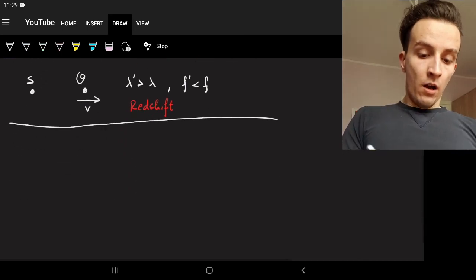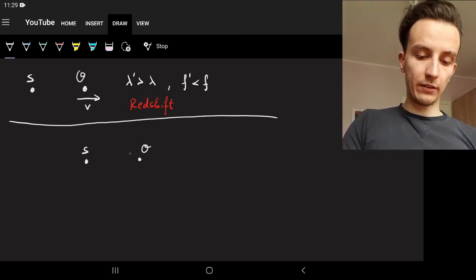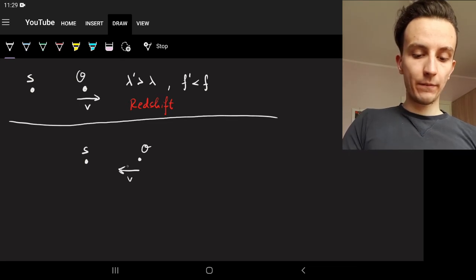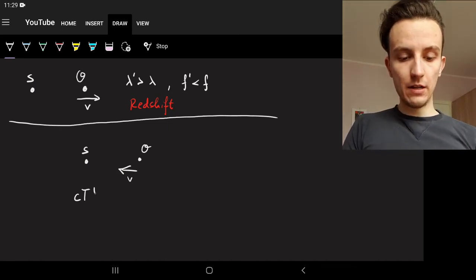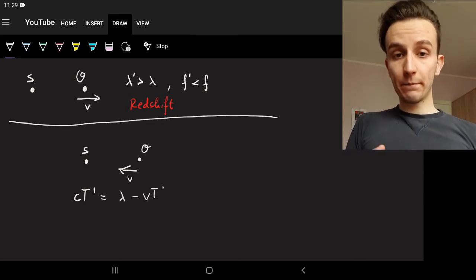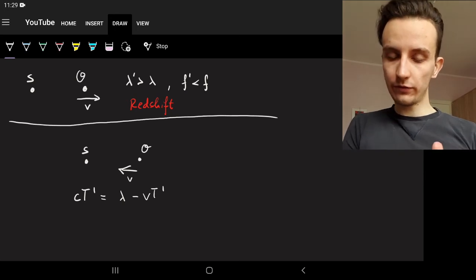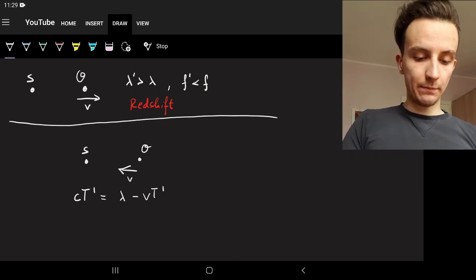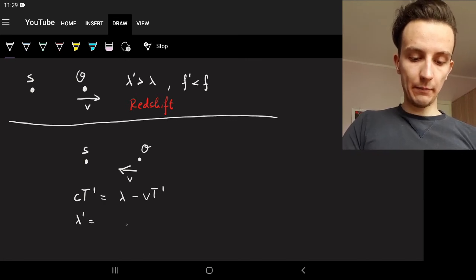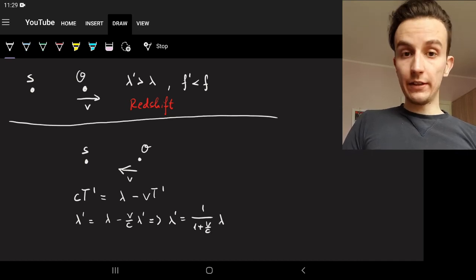And conversely, for the stationary source and the object moving towards the source at velocity v, we have that the wavefront ct prime has to cover a distance of lambda minus vt prime, because the object is coming closer. So the object kind of goes towards the wavefront. And from here, we do our conversion to lambda prime is lambda minus v over c lambda prime. And we get that lambda prime is 1 over 1 plus v over c times lambda. Again, v is less than c.